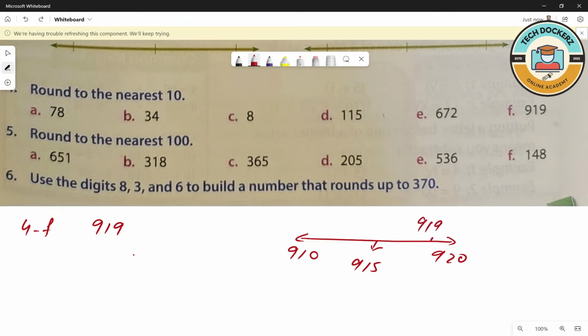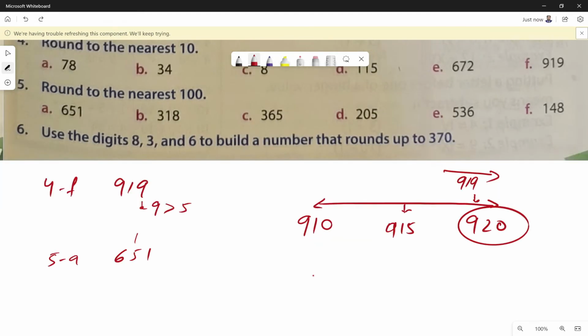Rounding to the nearest 10 depends on the place value at the ones place. The value at the ones place is 9, which is greater than 5. So any value which is greater than 5 will round to the nearest 10, which is 920.